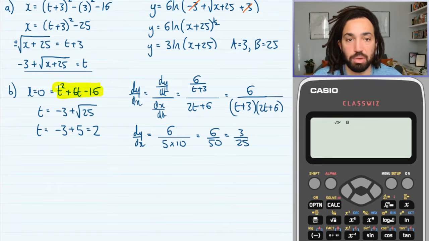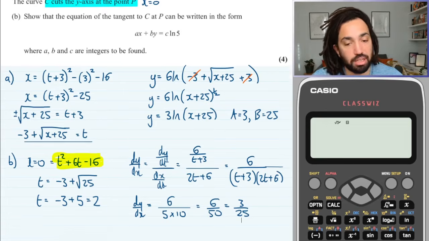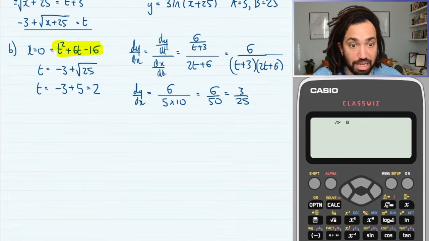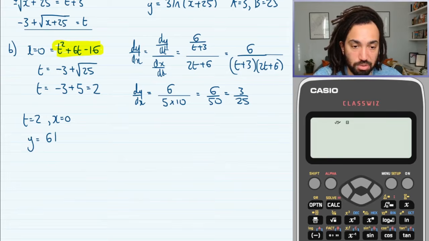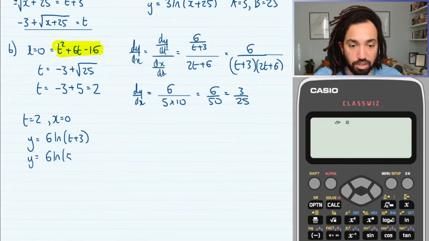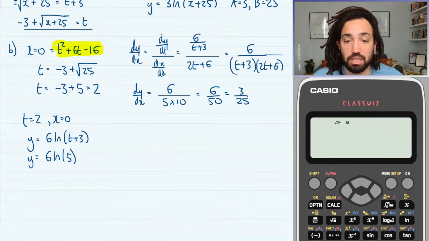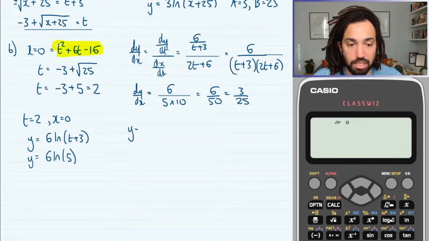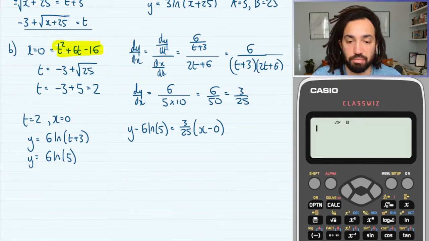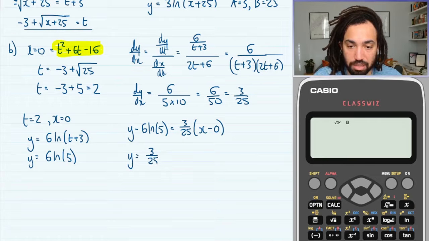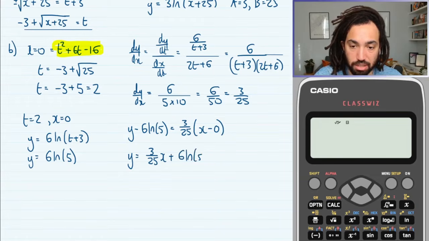And we know the t value, but in order to work out an equation of a line, we need the x value and the y value. So we know that at t is equal to 2, x is equal to 0. So what's the y value? Well, the y, as we said before, was 6 ln (t plus 3). So at this particular point, it's 6 ln of 5, because 2 plus 3 is 5. Okay, so now we can do our straight line. y minus the y coordinate is equal to the gradient times x minus the x coordinate of 0. So we get y is equal to 3 over 25 x plus 6 ln 5.